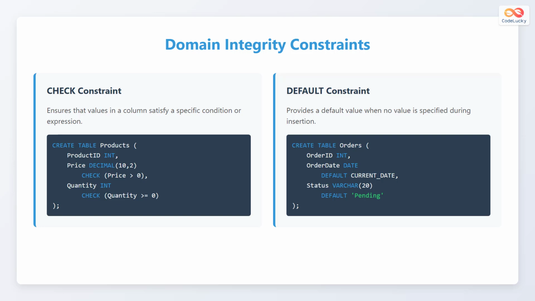Next, the default constraint. It provides a default value when no value is specified during insertion. The structured query language code is as follows. Create table orders with order ID of integer type, order date of date type with default value current date, and status of variable character type of length 20, with default value pending.